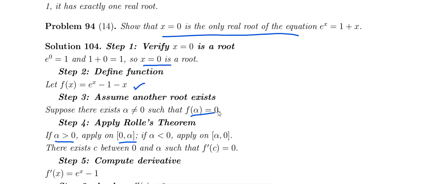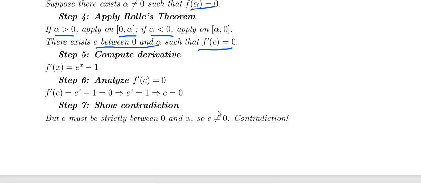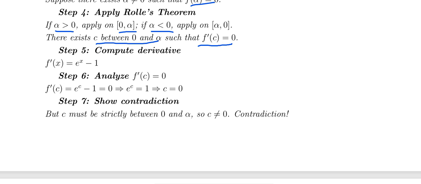If alpha is greater than 0, the interval is 0, alpha; if alpha is less than 0, we take alpha, 0. So that is the interval. There exists c between 0 and alpha such that f dash of c equal to 0. Finding f dash of c, we get e power c minus 1, so e power c equal to 1, so c must be 0. But c must be strictly between 0 and alpha, c not equal to 0, whereas we got c equal to 0. This is a contradiction, because we assumed another root exists.